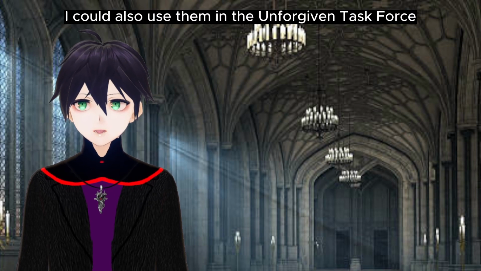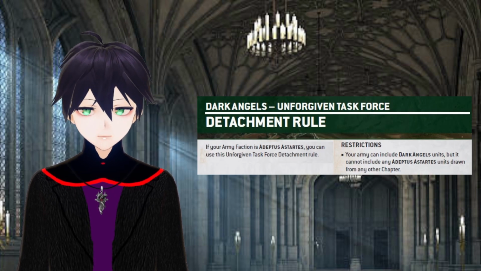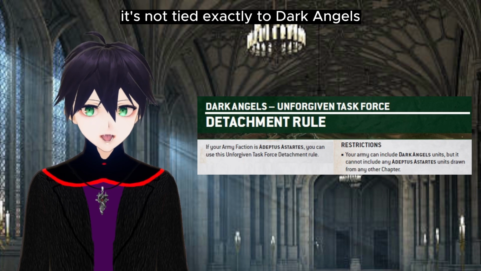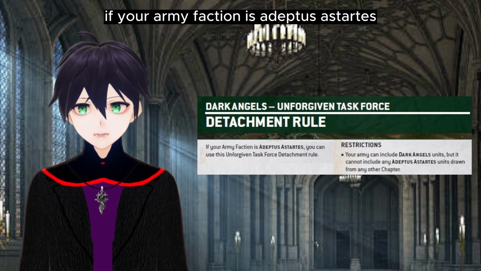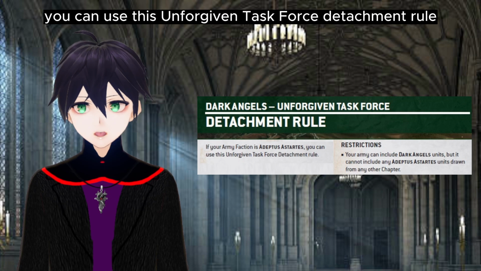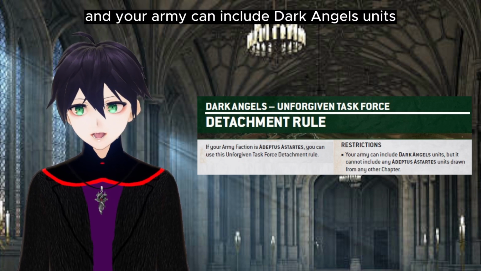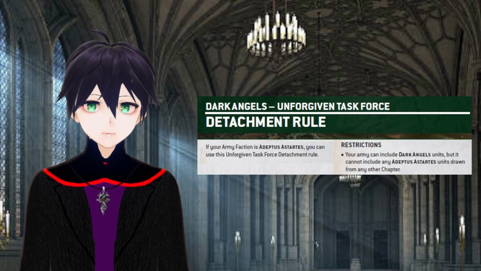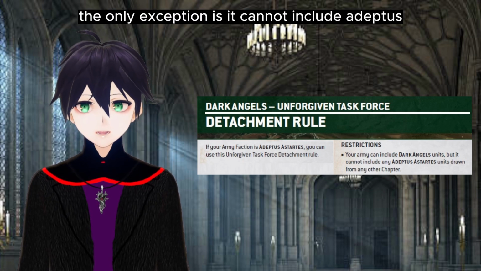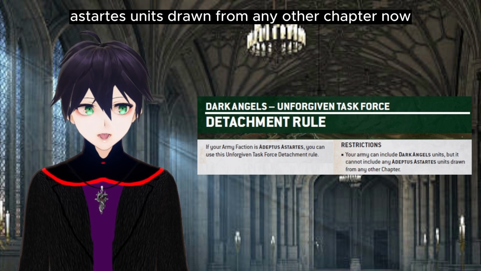I could also use them in the Unforgiven task force. It's not tied exactly to Dark Angels. If your army faction is Adeptus Astartes, you can use this Unforgiven task force detachment rule. And your army can include Dark Angels units. It doesn't have to. The only exception is it cannot include Adeptus Astartes units drawn from any other chapter.